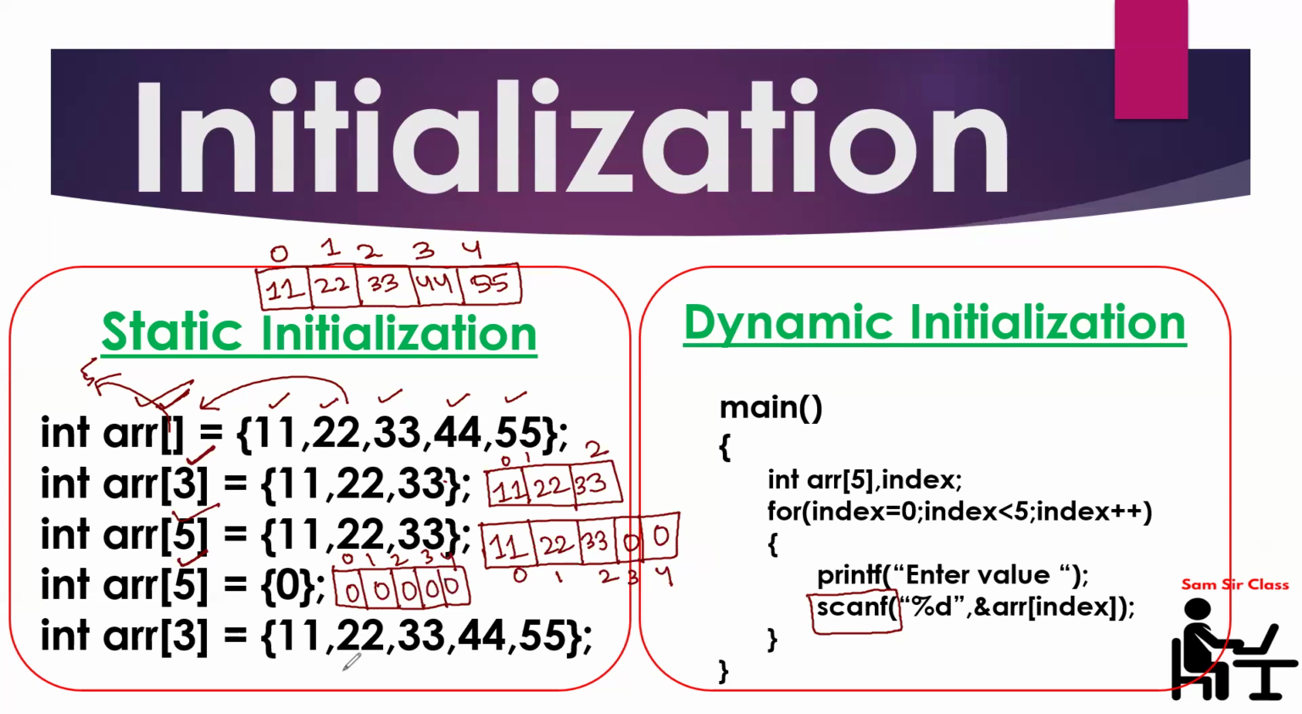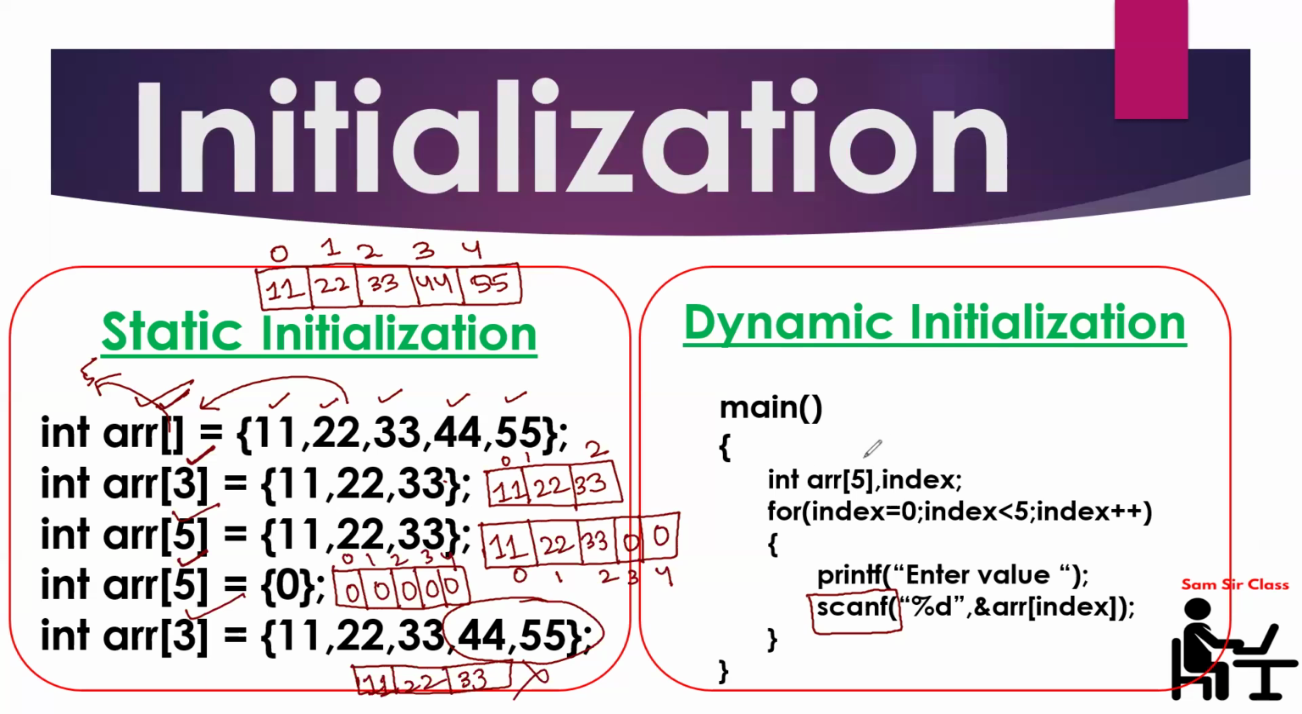Now, the last one is of size 3, but you are assigning 5 values. Clear? So here you will get some error message during execution time. That means only 3 blocks are allocated to you, so you can store only 3 values. For the rest of the values, you have not requested the memory location, so you are not allowed to store them. These are the different types of static initialization.